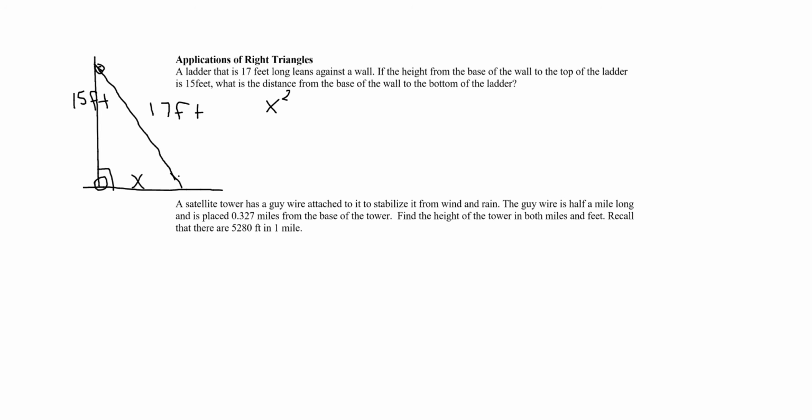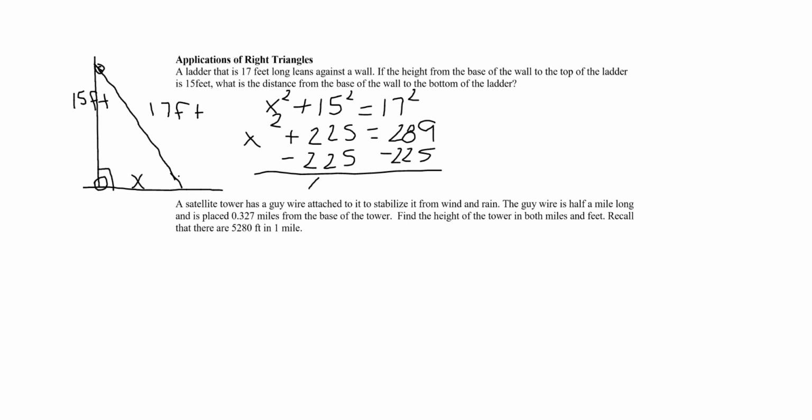We're going to do x squared plus 15 squared is equal to 17 squared, or x squared plus 225 is equal to 289. And we'll subtract our 225 from each side. And we get x squared equals 64, excuse me. And again, to unsquare something, you take the square root. We'll take the square root of both sides, and we get x equals 8. So the ladder is 8 feet from the wall.